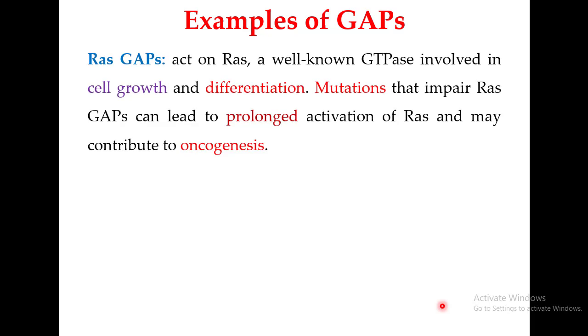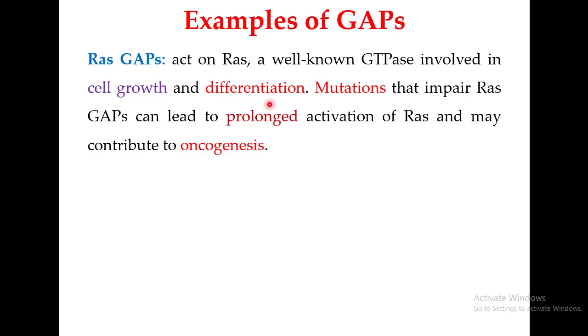Let me give you some examples of the GAPs. In my last video, I gave you the example of the RAS GEF. So if there is a RAS GEF which can replace the GDP on the RAS protein with GTP, what the RAS GAP would do, when it binds to the RAS GTP form, is hydrolyze the GTP into GDP, thereby moving the RAS protein from the active into the inactive form. So the RAS GAP is going to act on RAS, and RAS is a very well-known GTPase involved in cell growth and differentiation.